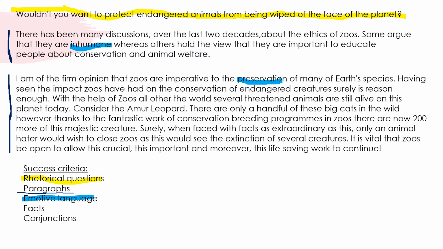Preservation. It's quite emotive. It makes you think about protecting things, looking after things, saving things. Talking about creatures being endangered makes it feel like without zoos, they're at risk. Without zoos, they're threatened. Again, this is reinforced later in the text when I say, with the help of zoos all over the world, several threatened animals are still alive. Again, by describing them as threatened animals, I'm suggesting that without zoos, they're in an incredible amount of danger. They could be wiped off the face of the planet and become extinct.